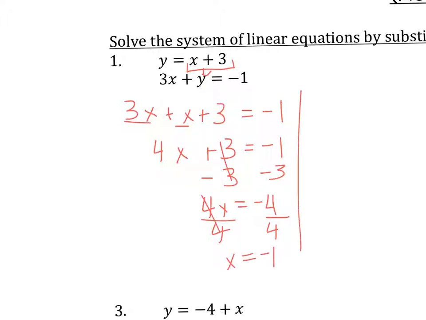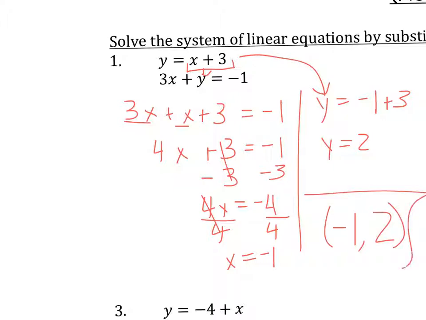Remember, every answer is an ordered pair, so I need a y value to go with it. So I'm going to use this y equation up here. So y equals the x value that I just found, which is -1, plus 3 more. y is just going to be 2. So then my ordered pair is x comma y, -1 comma 2.